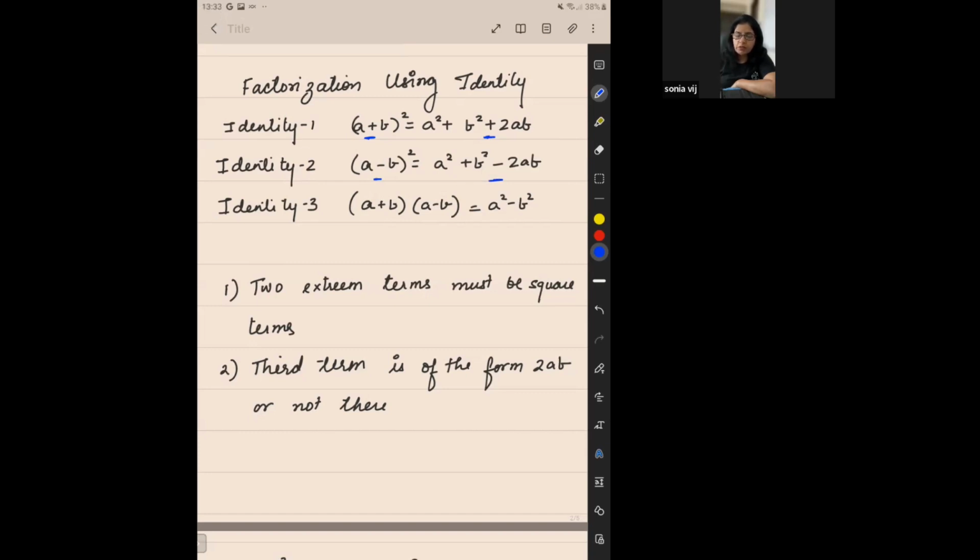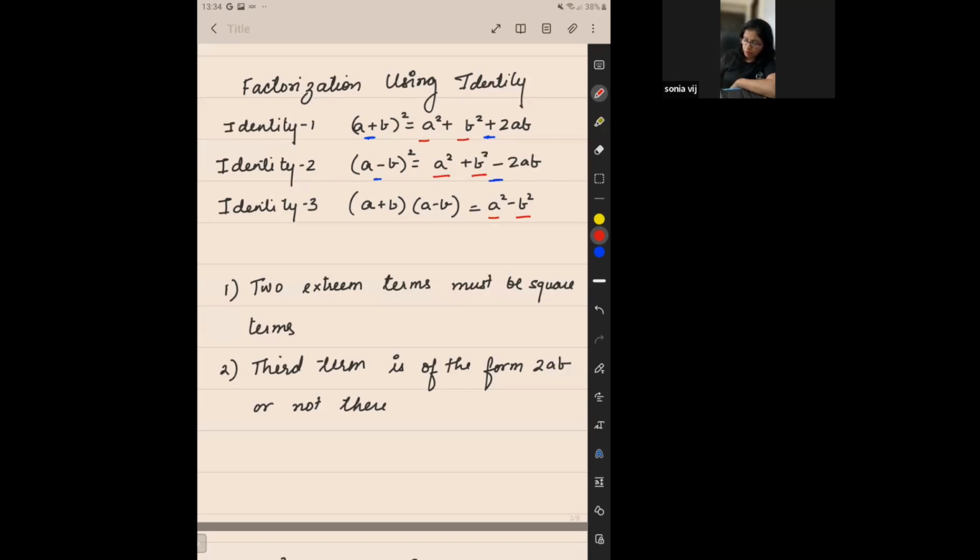So to factorize using an identity, the foremost condition that should be satisfied is that there should be 2 square terms. Like this, a and b are square terms. Then only this identity can be applied. And the second most important condition is that the third term should be of the form 2ab, or it should not be there. If it is not there, then the third identity will apply. If it is there, it should be of the form 2ab.